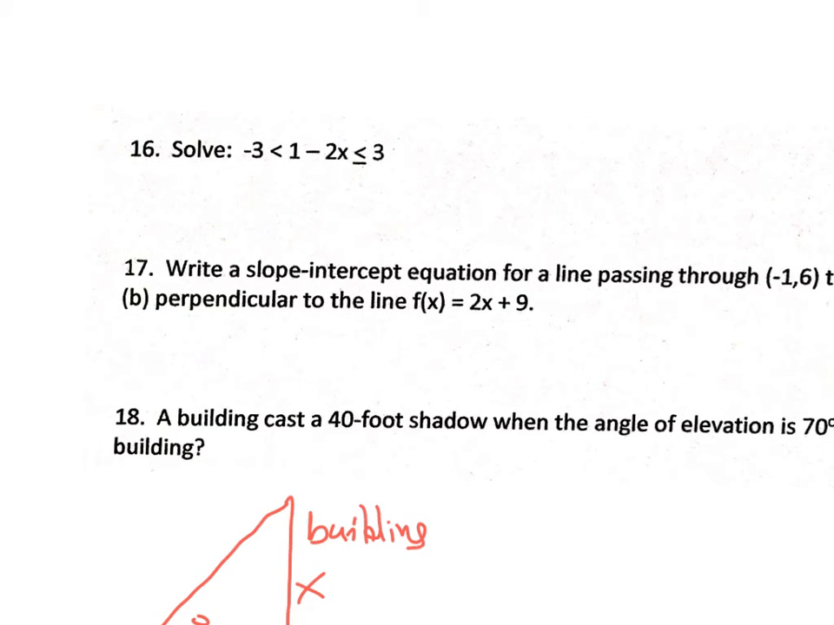So I'm going to first of all subtract 1 from all three sides, which will give me a negative 2x in the middle, 2 over here, and a negative 4 over here. Divide all three sides by negative 2. Now be careful when you do that. When you divide by a negative, remember these signs flip. 2 divided by negative 2 is negative 1. 4 divided by negative 2 is 2.